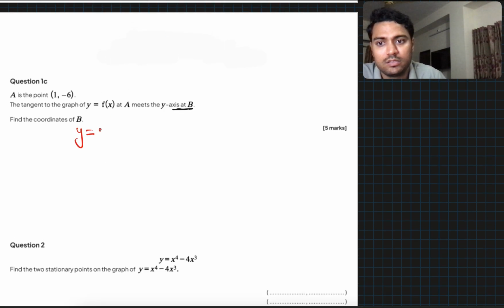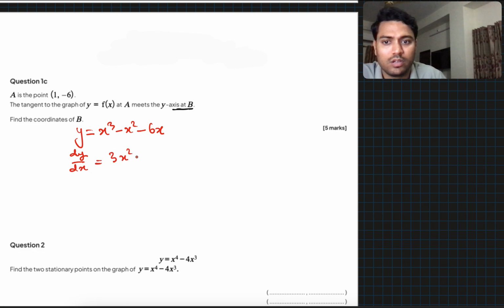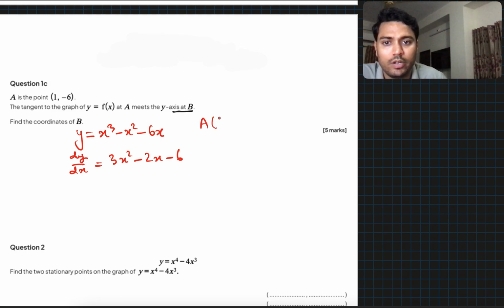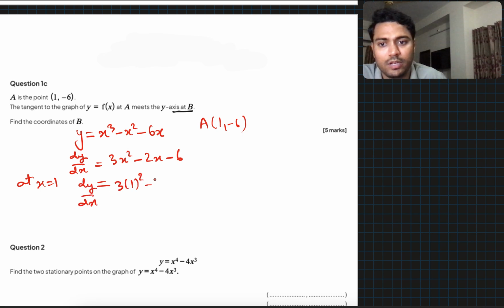So we know that y is x cube minus x square minus 6x. Dy by dx will be 3x square minus 2x minus 6. And the gradient at point 1, negative 6, so substitute 1 here, at x equals 1, gradient dy by dx will be 3 times 1 square minus 2 times 1 minus 6, which is 3 minus 2 minus 6, which is 3 minus 8, minus 5. So the gradient dy by dx is minus 5.